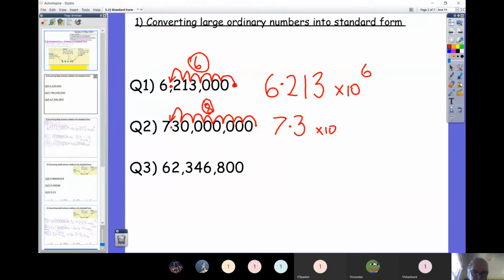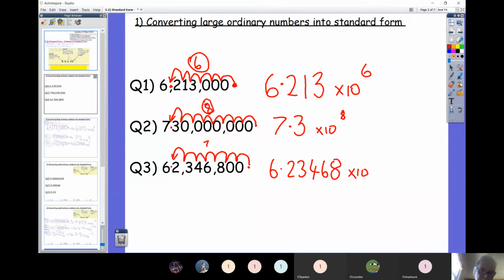And on that final one, getting the number between 1 and 10, that's 6.23468. Include all the digits. Times 10 to the power of something. And again, we're going to count the hops. The decimal point is there to start, there to finish. That's 1, 2, 3, 4, 5, 6, 7 hops. So that's 6.23468 times 10 to the power of 7. So that's how you convert large numbers into standard form.